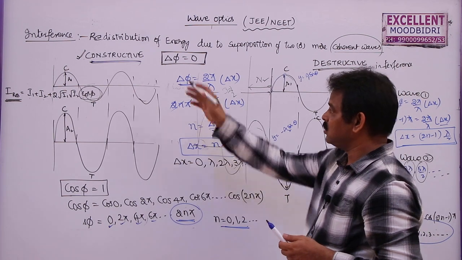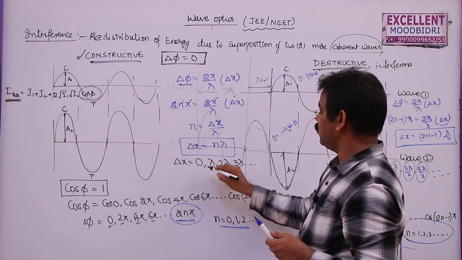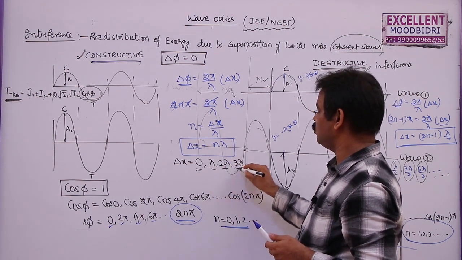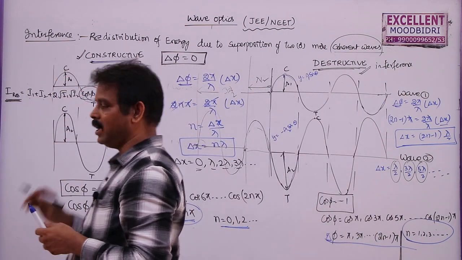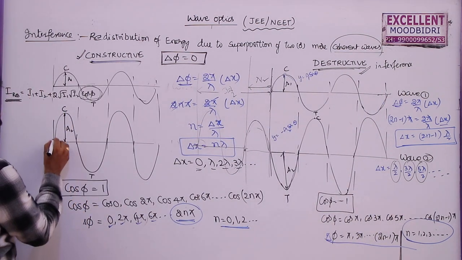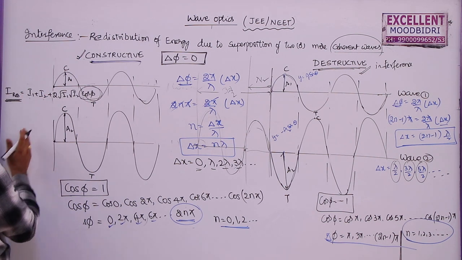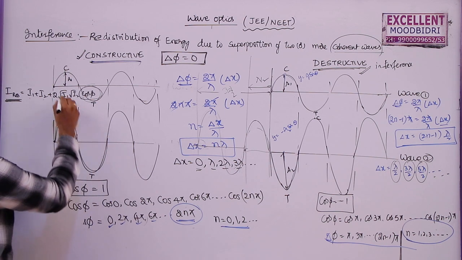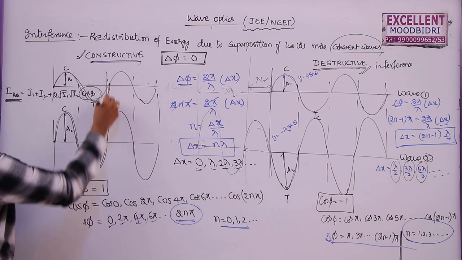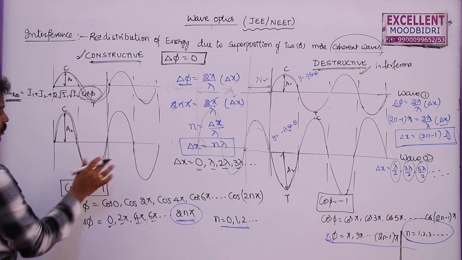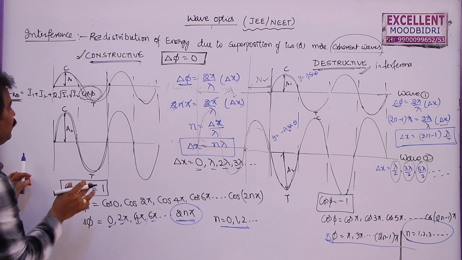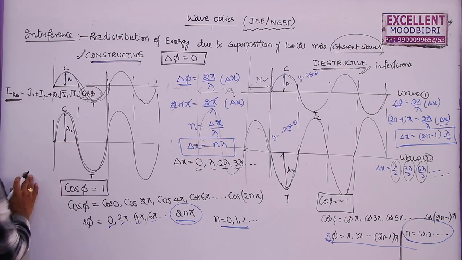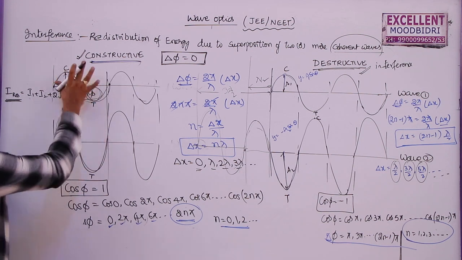But constructive interference will take place only if the path difference is 0, lambda, 2 lambda, 3 lambda. That means in this diagram both are starting from the same point, O and O. So no extra waves are on either side. So these two have 0 phase difference. That means in the same time interval they travel the same distance with the same speed, the same velocity, the same frequency, and the same wavelength also.